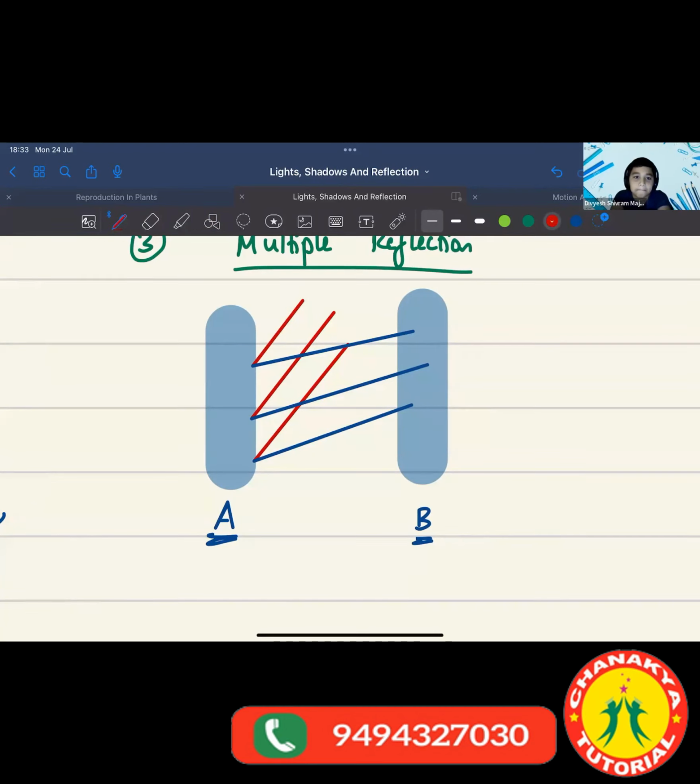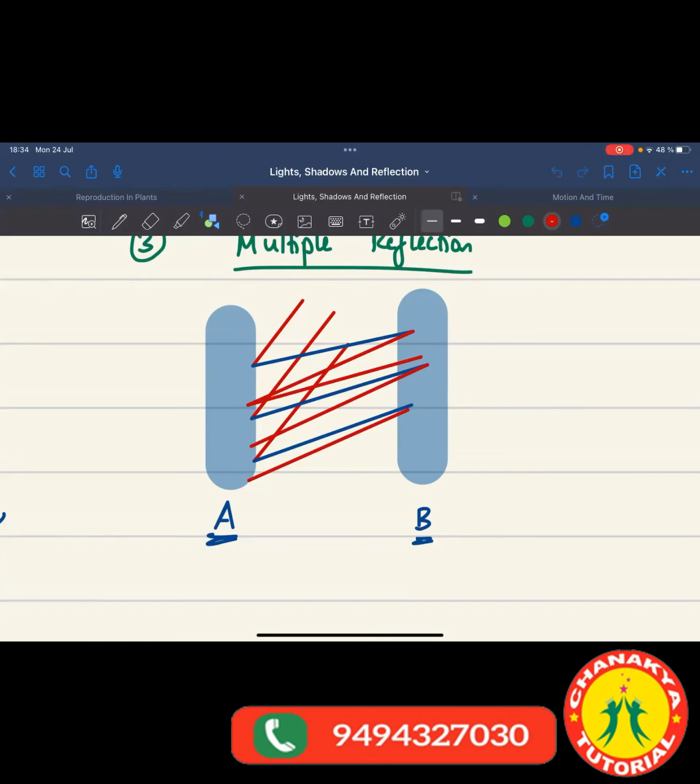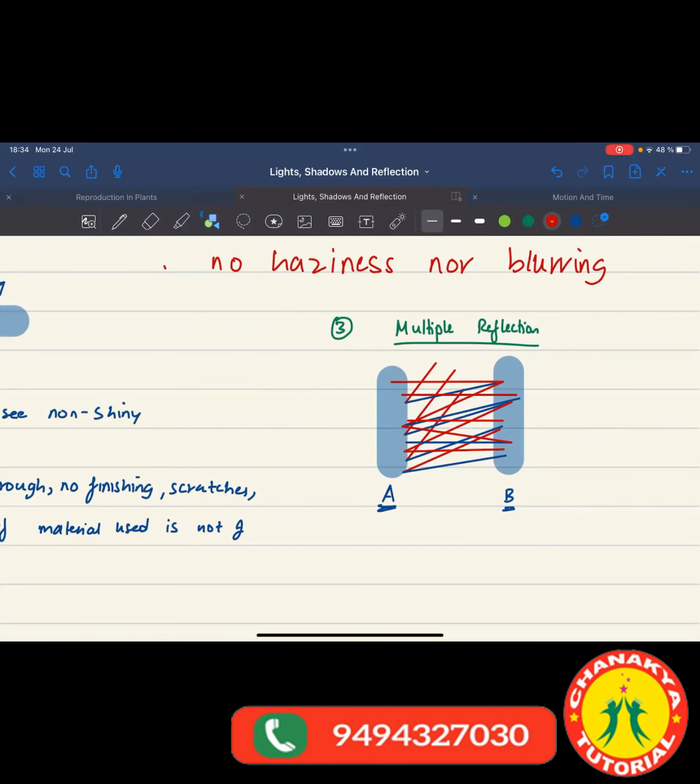Yeah. So again from here it will reflect back here, or it can reflect in any direction. This will again happen. Ma'am, then it's like an infinity mirror. Exactly. So it keeps on reflecting again and again and again. It will not stop. So this is more like an infinity mirror. It's like a maze. Exactly. So it's like multiple. That's why it's called multiple reflection.